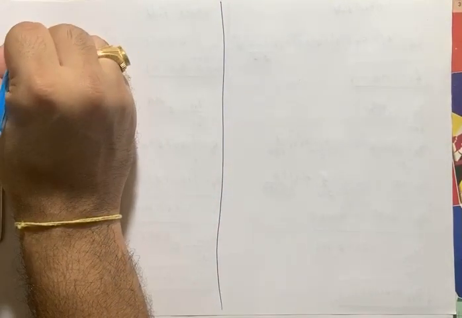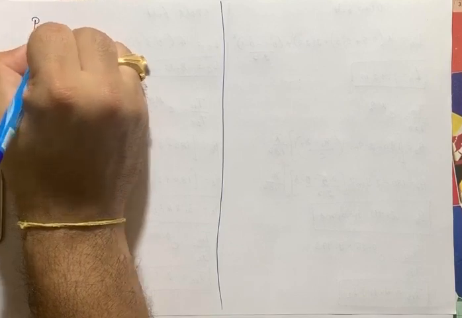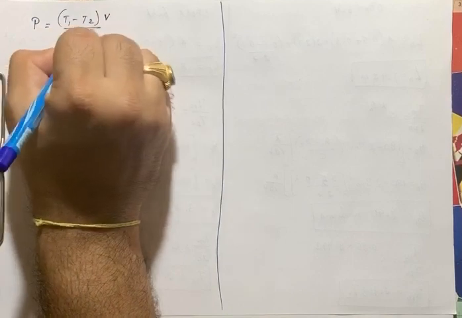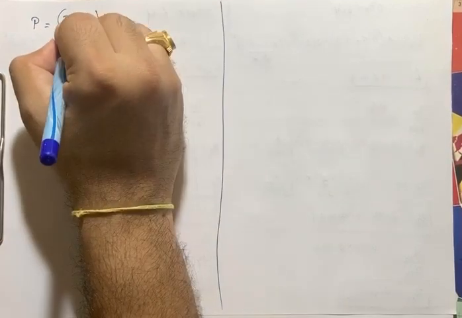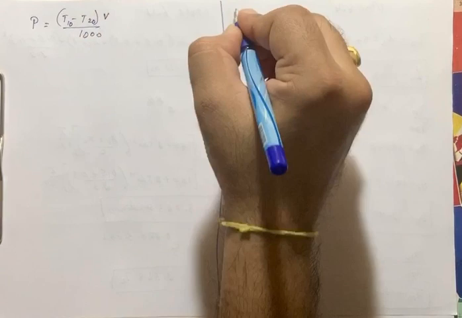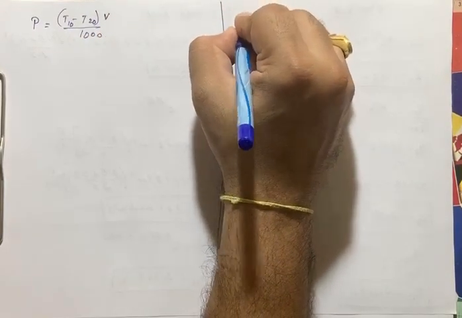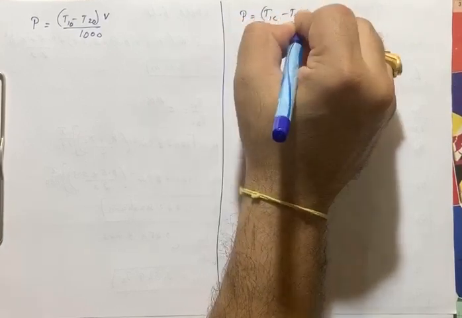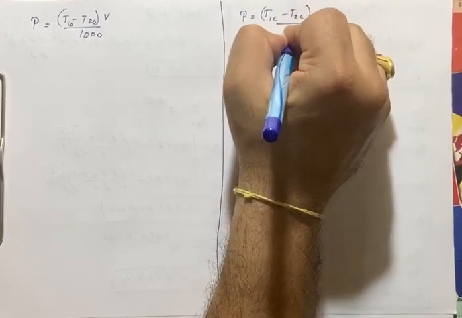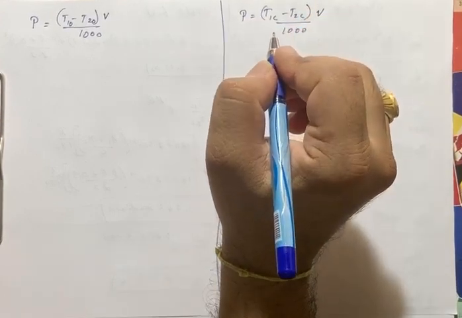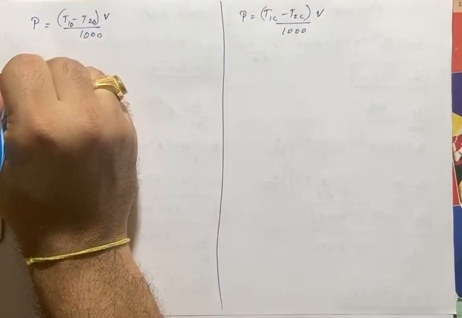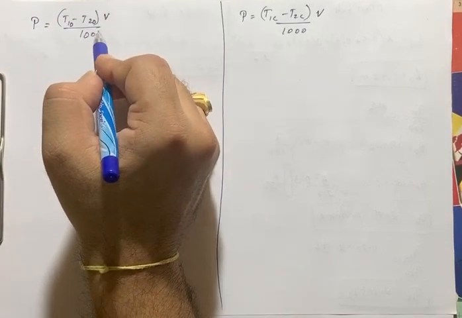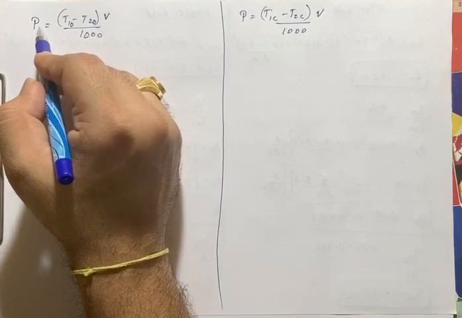What we have, the formula power P is equal to (T1 minus T2) into V divided by 1000. Similarly, T1O, T2O, open belt drive. Similarly, here power P is equal to (T1C minus T2C) into V divided by 1000. Now, power we already know, that is nothing but 20 kilowatt, because as it is already divided by 1000, so it is 20 kilowatt. Directly I can write 20 here.